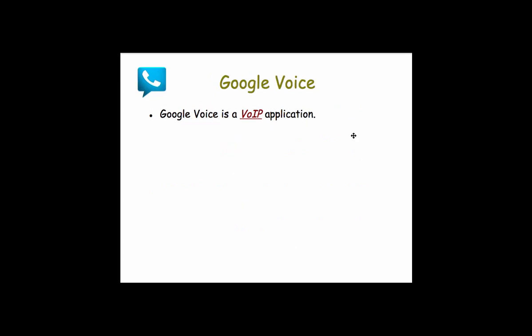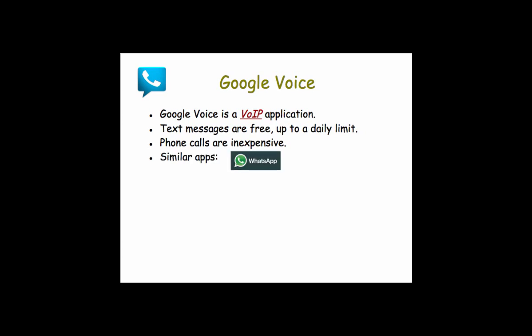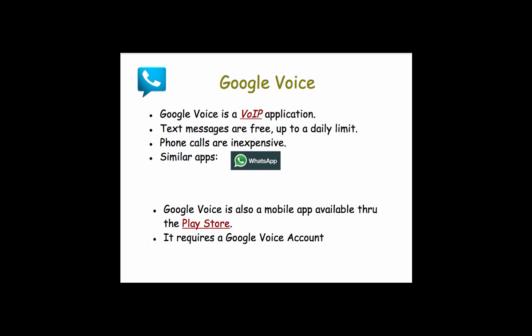Google Voice is an example of a voice over IP application. It's a service provided by Google that's free, and you can send free text messages through it up to a daily limit. Phone calls are not free, but they're inexpensive, and there are many other services, such as the WhatsApp service. You're going to have an account on Google Voice, which we'll show you how to set up in a moment. There's also a Google Voice mobile app available through the Play Store. You're going to have to download that onto your device in order to use the No Texting Over Wi-Fi app. And that requires a Google Voice account.